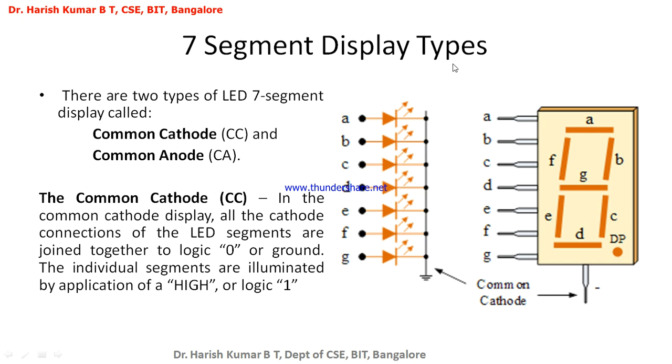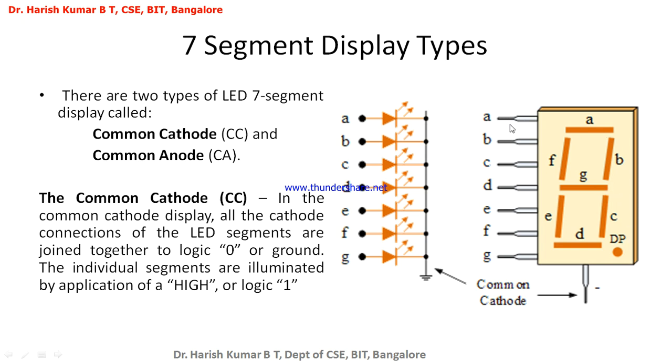Now, as already told, there are 2 types of 7 segment display: one is common cathode and another one is common anode. The example you are seeing here in the picture is of type common cathode, because you can see the cathode terminals of all the LEDs are commonly connected to the ground, and you have the anodes open here. This is the schematic, and this is how the 7 segment display looks.